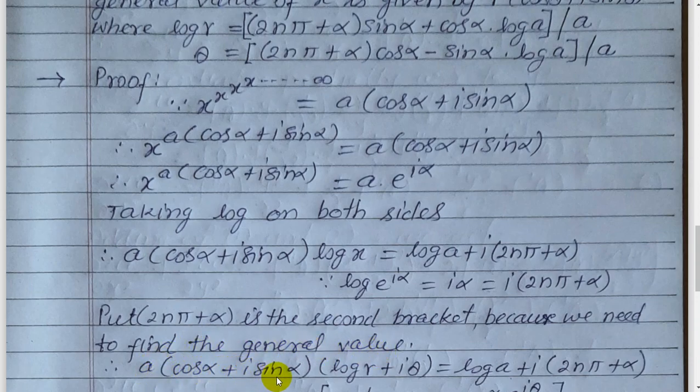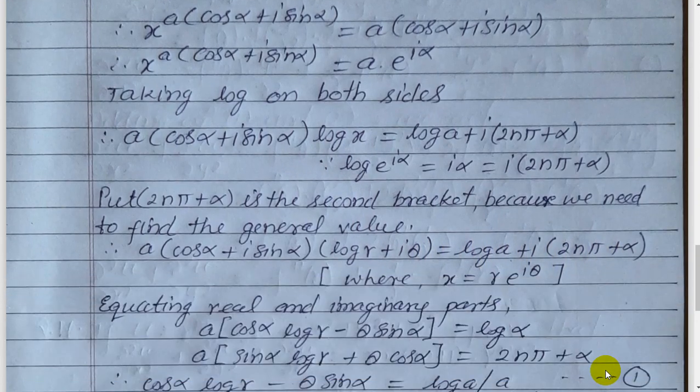Therefore, a into (cos alpha plus i sin alpha), this part as it is, into log of x, so log r plus i theta equals log a plus i into (2n pi plus alpha), where x equals r e raised to i theta. We write here log r plus i theta instead of log of x. Log x equals log r plus log e raised to i theta, that is i theta into log e. So log e equals 1, so it becomes i into theta only.